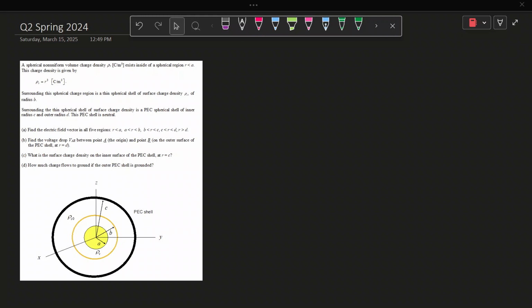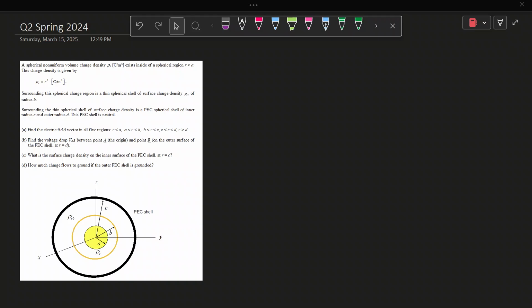Today we're going to be going over question 2 from the spring 2024, so just last year, exam 1. I'm only going to do part A for this problem because this is quite a long problem, and part A does take up pretty much all of this question.